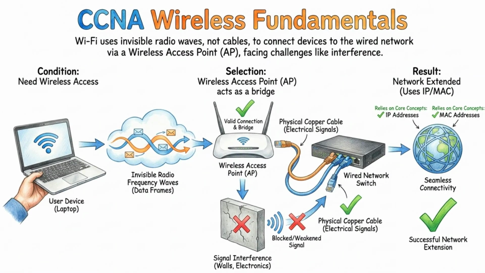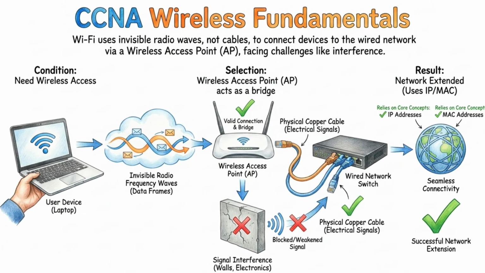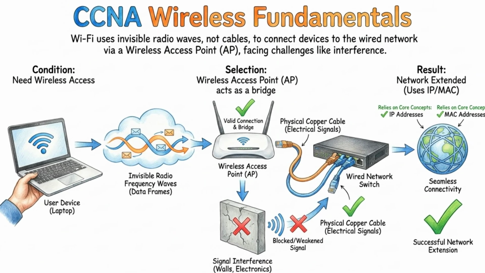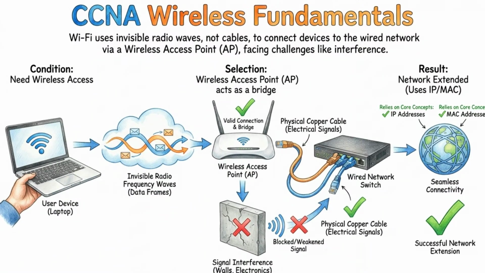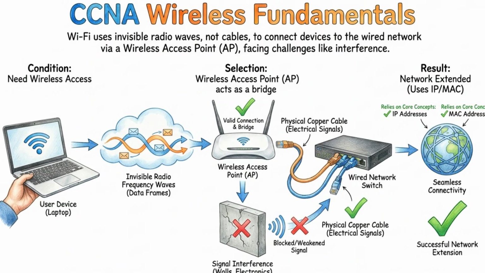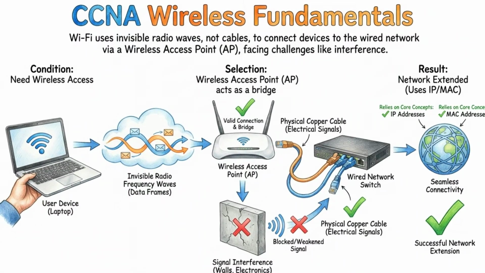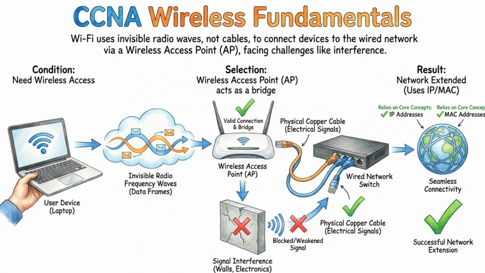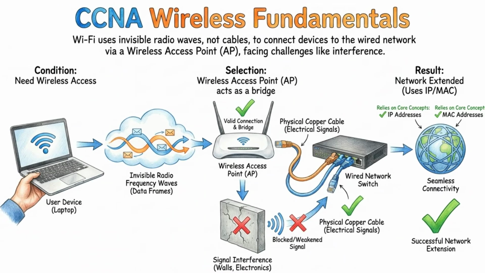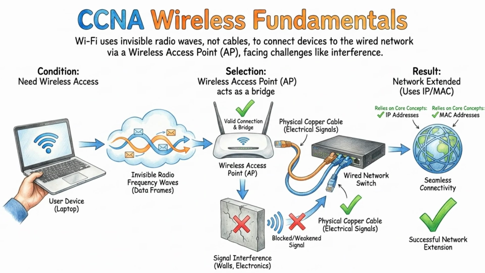Network access is not just about physical cables anymore, so the CCNA heavily emphasizes the fundamentals of wireless networking using Wi-Fi. Instead of cables, wireless networks use invisible radio frequency waves to transmit those same Ethernet frames through the air between a user device and a wireless access point. A wireless access point essentially acts as a bridge, catching the invisible radio signals from laptops and converting them into electrical signals to send down a physical copper cable to the switch.